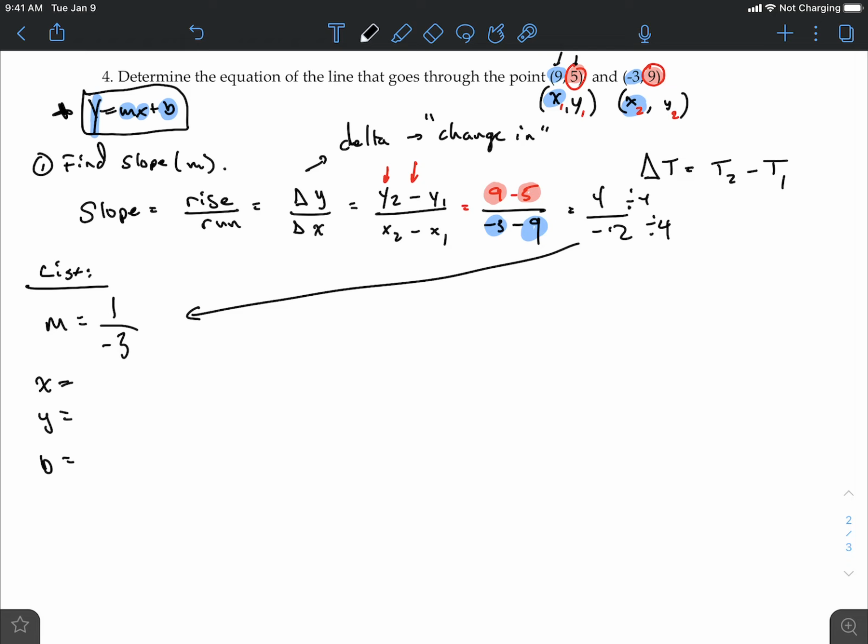You could just use the coordinate listed. Which one? For x and y, you could just use 9 and 5. Does it matter which one you pick? No. Why not? Because either way, the coordinates are the same.